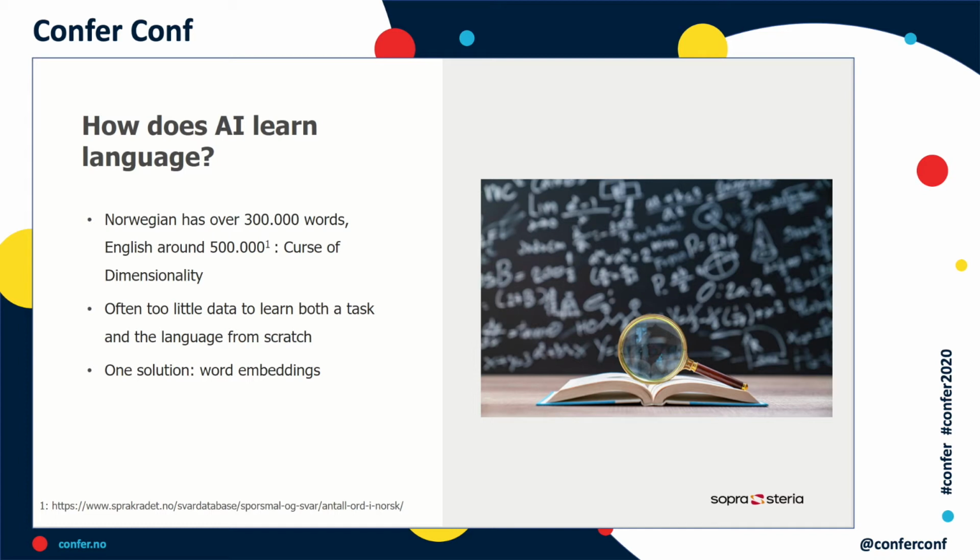Adding to this is the fact that the language is complex and data is limited, in particular labeled data, good labeled data for any task. And so you often have too little data to both learn the task that you want to perform, but also learn the language from scratch. And so one solution to this are word embeddings, which split this problem into two parts. You first learn the language, and then you can worry about the actual task that you want to perform.